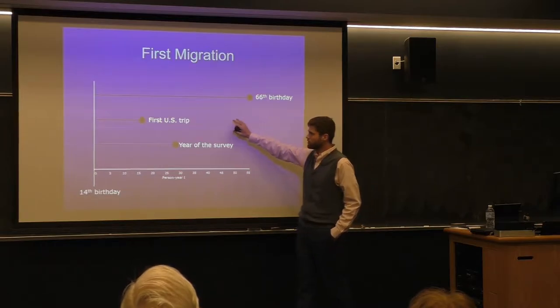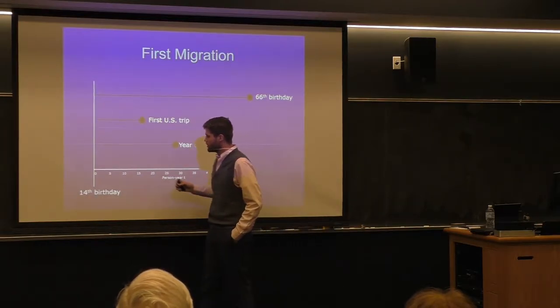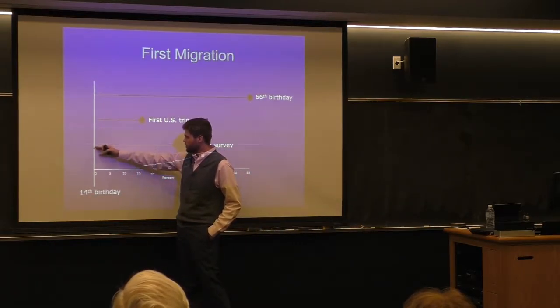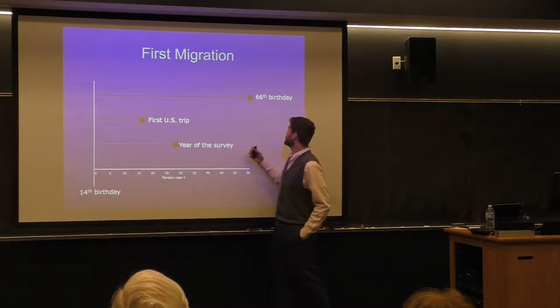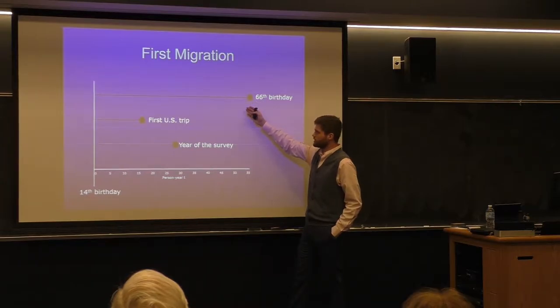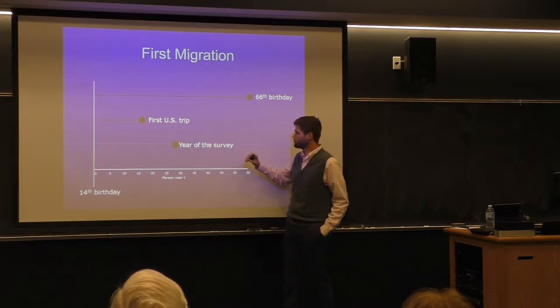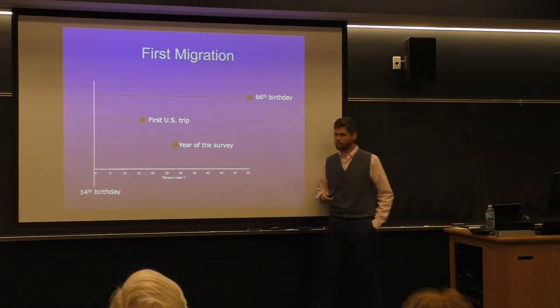For the basic structure of the model, I'll follow migrants. So the earliest would be your 14th birthday, and then look at the probability of entry in the subsequent year up until their 66th birthday, their first U.S. trip, according to the survey for first trips.